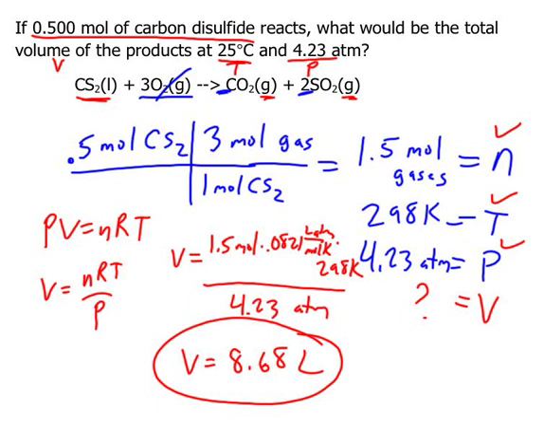Notice I could not use the 22.4 liters per mole in this case, because it was not at STP. That is only at STP, and this was not. This was at 25 Celsius and 4.23 atmospheres. So I had to use the ideal gas law here. And that is our final answer.